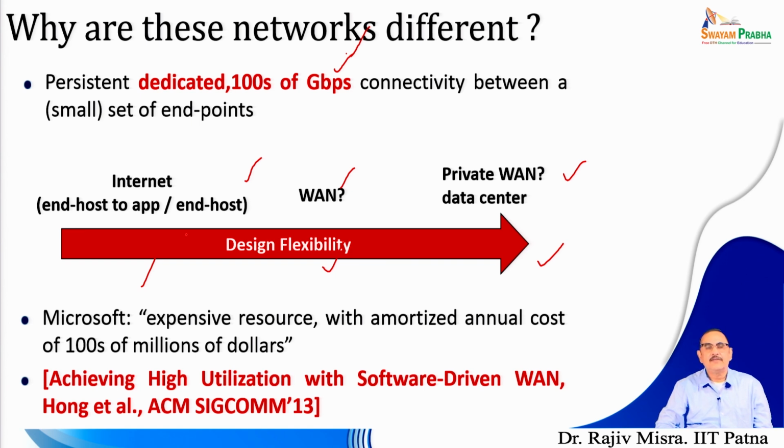So, how to design this inter data center networking is going to be an important paradigm to understand how different vendors like Google, Microsoft and Amazon are handling this kind of inter data center networking. Let us see Microsoft. Microsoft says that it is a very expensive resource, with an amortized annual cost of hundreds of millions of dollars spent only on this kind of networking, achieving high utilization with a software driven wide area network. There is a paper which was published in ACM SIGCOMM 13.